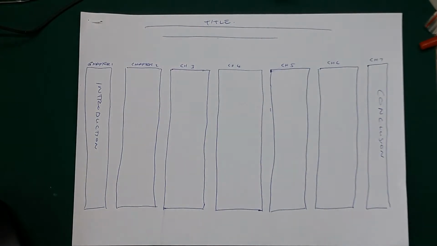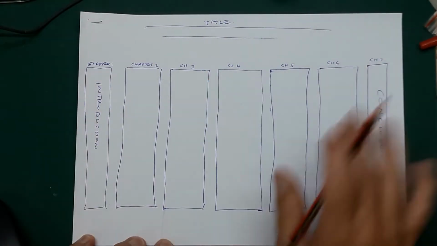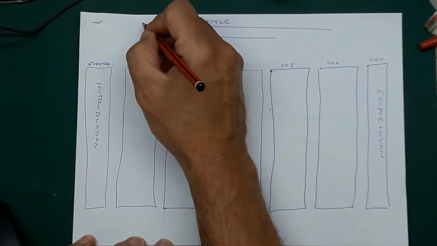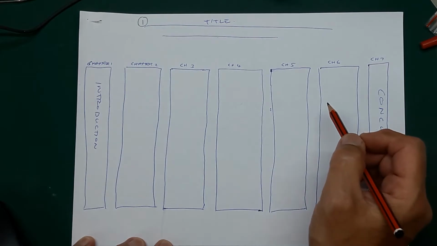Okay, I want you to do the following activity. I want you to take a piece of A4 paper, and then set it out like this. First of all, the first thing that I want you to do is write your title here at the top of the page.